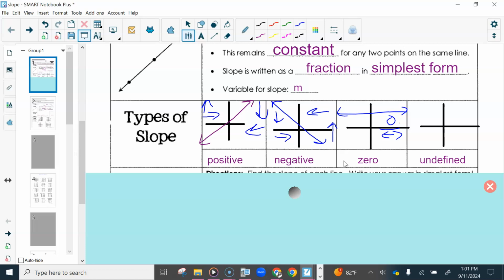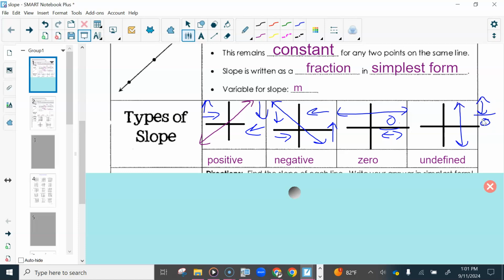Undefined is going to be a straight up and down vertical line. And this one's different because I am moving up and down. My rise is moving, but is my run moving? Am I moving left and right? No.